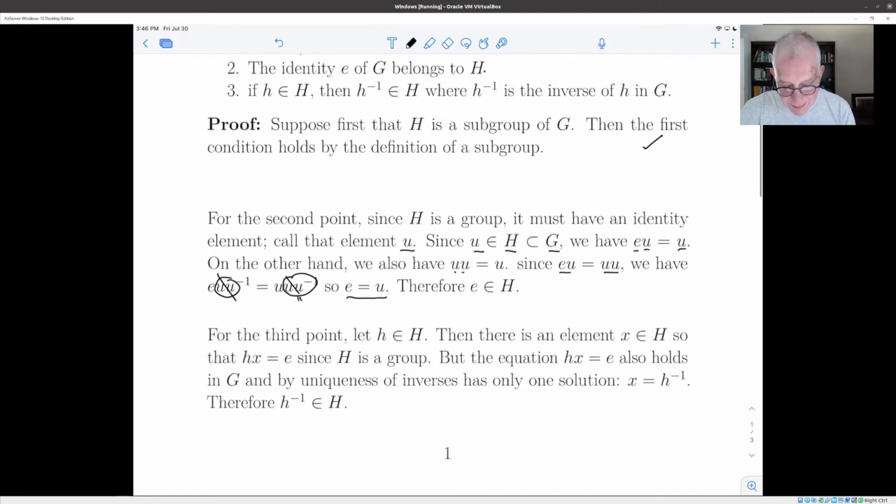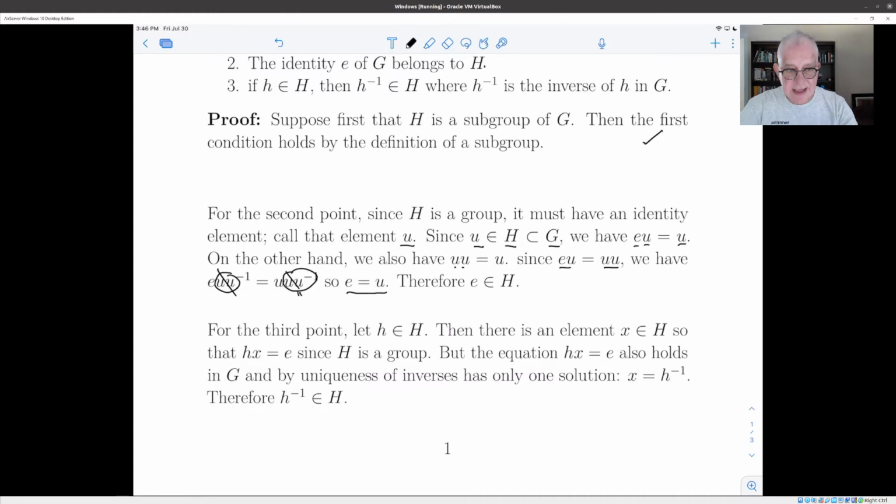The third property says that the inverse computed as an element of H is the same as the inverse computed as an element of G. So here's big G. Here's H sitting inside it. Here's our element h. We know that h has an inverse in G, and it's going to turn out that that inverse happens to also lie in the subgroup H.